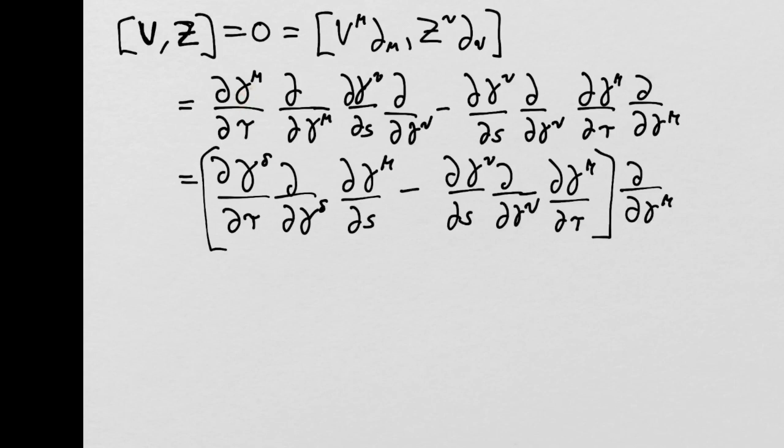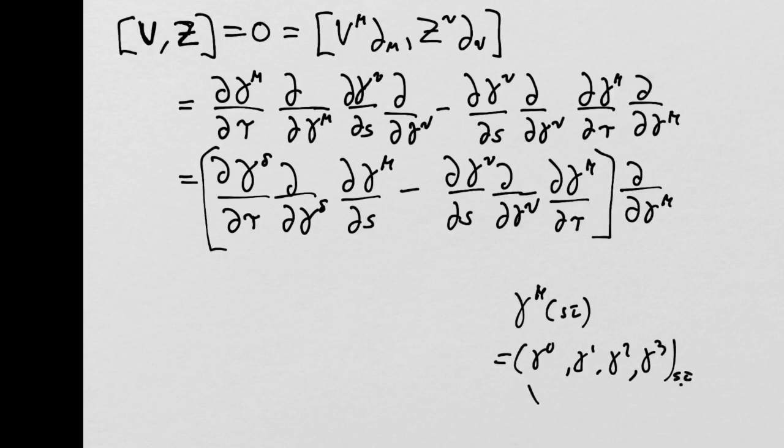Well, if the curve is given by gamma and v is defined as s held constant, then it's the partial derivative of gamma mu with respect to tau. That's what v mu is. This partial derivative with mu is with respect to gamma mu. Remember, our curve is gamma mu of s and t, which is gamma 0, gamma 1, gamma 2, and gamma 3 at the point s, t. So this is x0, x1, x2, and x3.